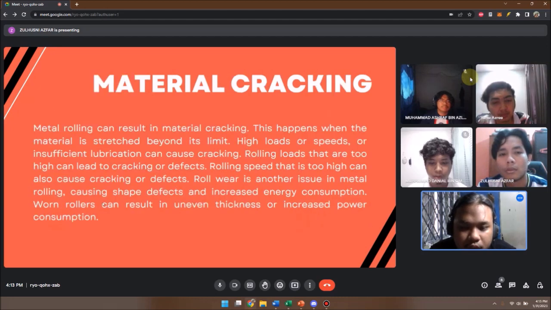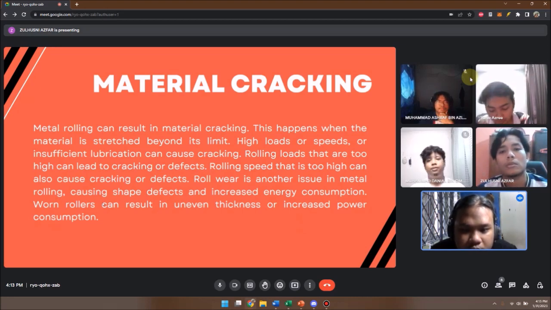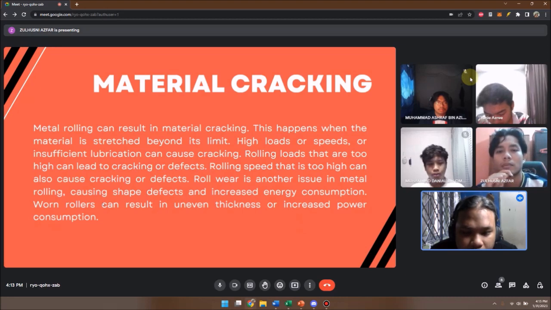Next, for the constraints, we have metal cracking. Metal cracking is another problem that can occur during the metal rolling process. This can occur when the material is stretched beyond its elastic limit. This can be caused by high rolling loads, high rolling speeds, or insufficient lubrication. For example, if the rolling loads are too high, the metal may be stretched beyond its elastic limit, leading to cracking or another material defect.